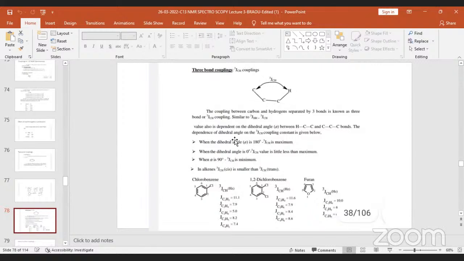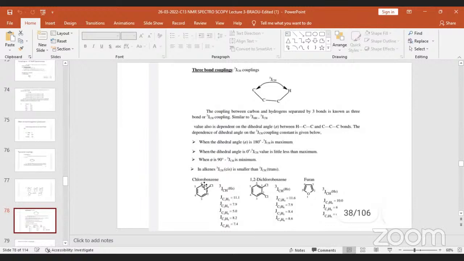When the dihedral angle is 180 degrees, J3CH is maximum. When the dihedral angle is 0, it is a little less than maximum, similar to 180 degrees. But if it is 90 degrees, the interaction will be very less. Therefore, it is minimum, sometimes even 0. They do not couple at all. Okay. So in alkenes, these 3 bond couplings are similar to vicinal couplings. They are very important, especially in case of aromatic compounds.